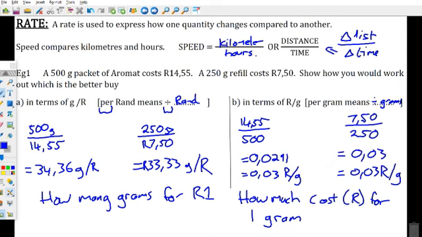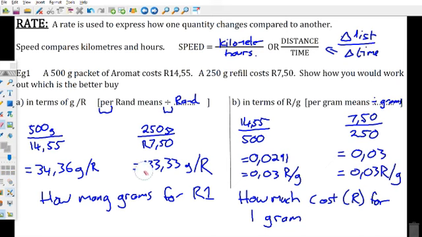Maybe if you go to the spice shop, you can get the nice spices there, you put it on there and they weigh it and they give you a price. But look, if you round it off, it's 3 cents per gram for the full thing, or 3 cents per gram for the refill. That's not much of a comparison. It's basically the same thing. But if you look at the other one, for 1 rand, you can get 34.36 grams of the main packet, or for 1 rand, you can get 33.33 grams.